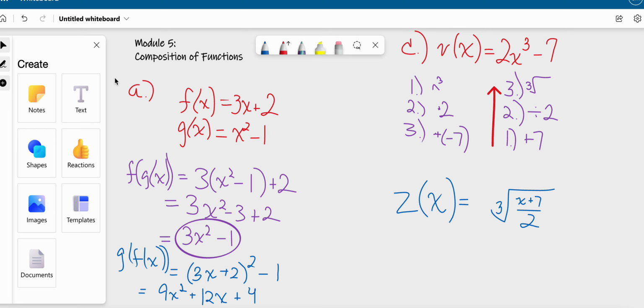So I am just going to quickly go over A and C and what I did. Because I haven't done this in a long time, if I made a mistake, I'm going to try to catch myself here, or if you see anything, let me know. So we have f of x equals 3x plus 2, g of x equals x squared minus 1.